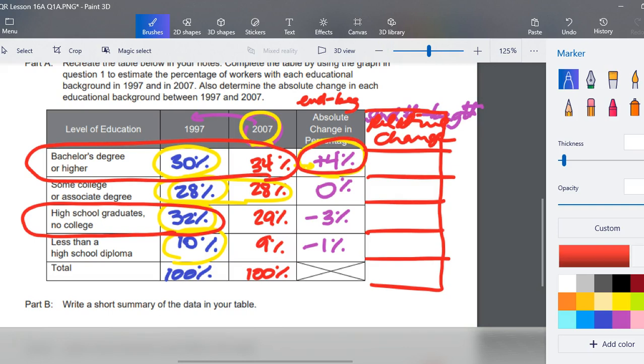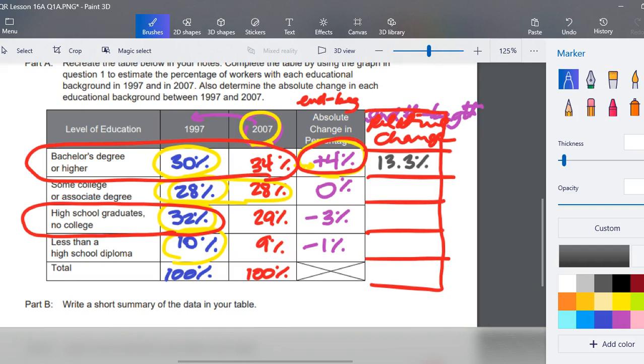I'm going to type in 4, not 4% or 0.04, and I'm going to take 4 and divide it by 30 because that's where we started. Now I'm going to multiply it by 100 to get it to percentage, and I'm getting that our relative change is... I don't know if it says how much to round it to, so let's just go to tenths for the sake of space.